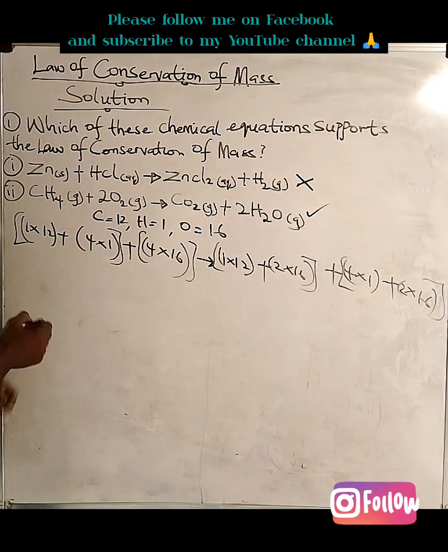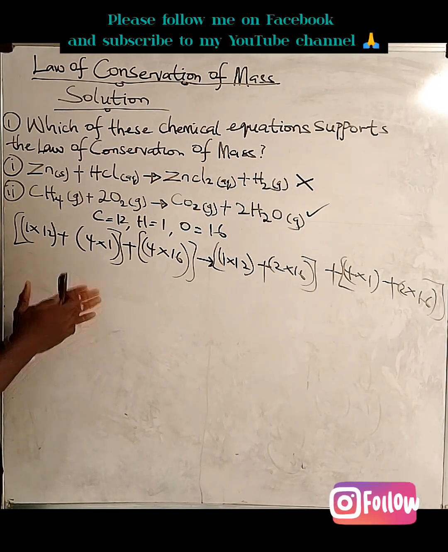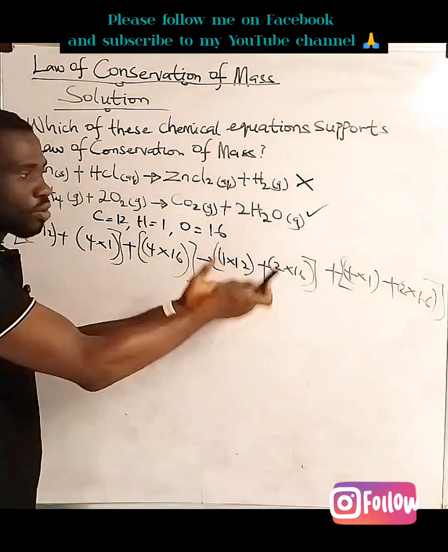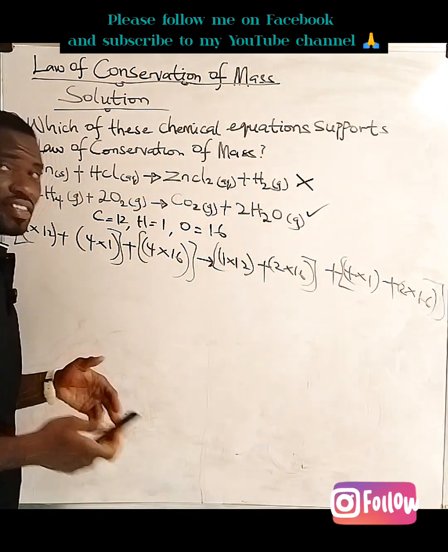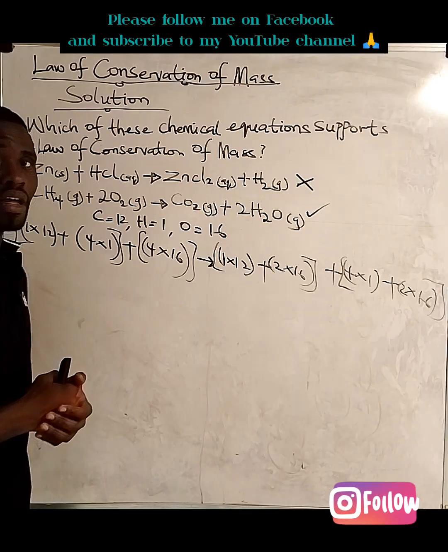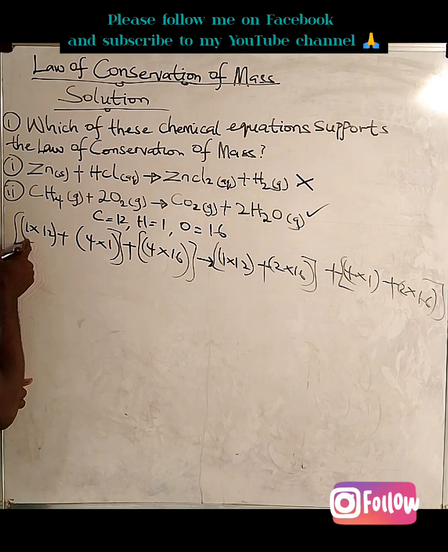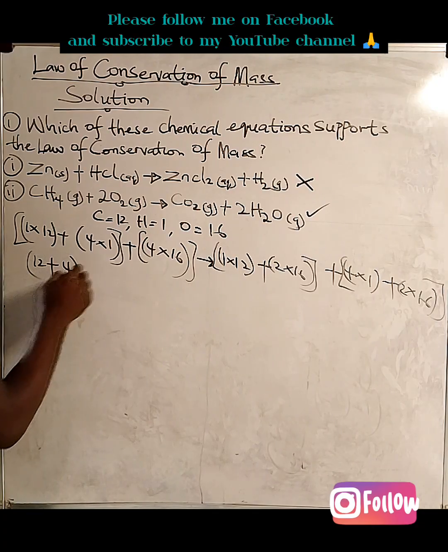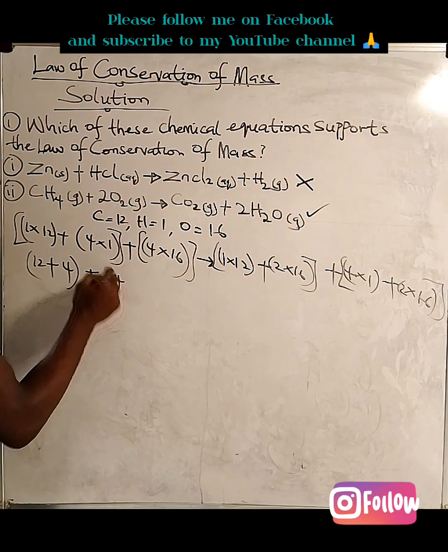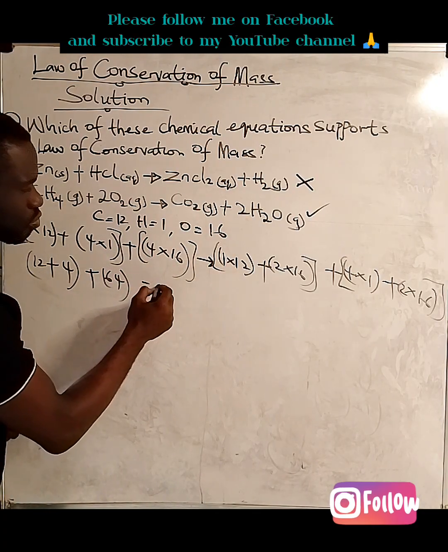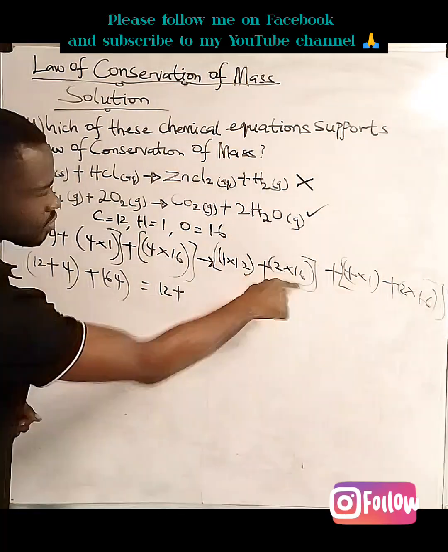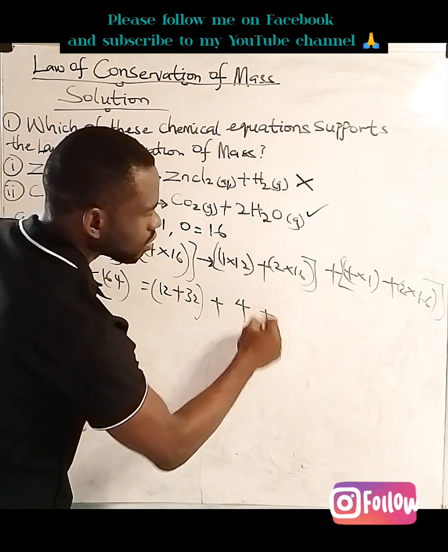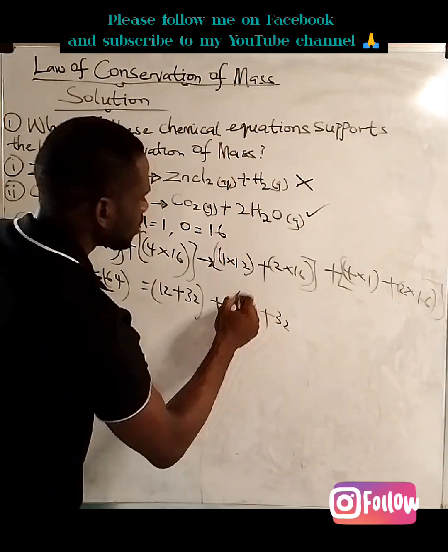So let's see if we're going to have the same relative molecular mass result on the reactant side compared to what we get on the product side. If you get the same thing, it means the law of conservation of matter has been obeyed. So quickly, let's carry on. 1 times 12 is 12. 4 times 1 is 4. Then plus 4 times 16 is 64. Then on the product side, 1 times 12 is 12. 2 times 16 is 32. Then plus 4 times 1 is 4. 2 times 16 is 32.